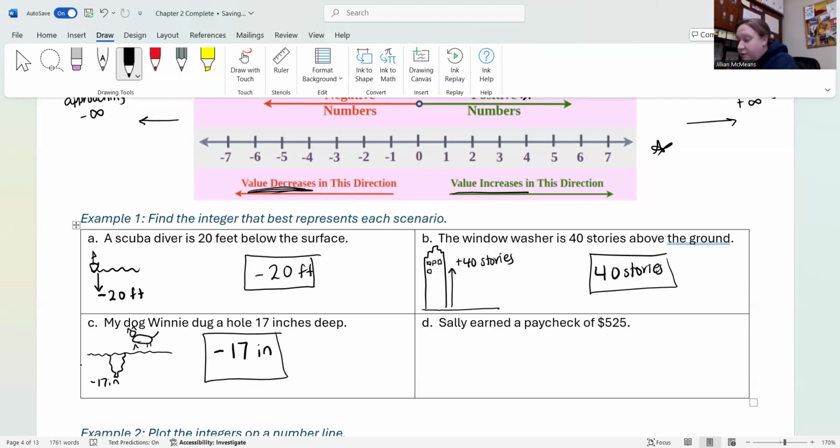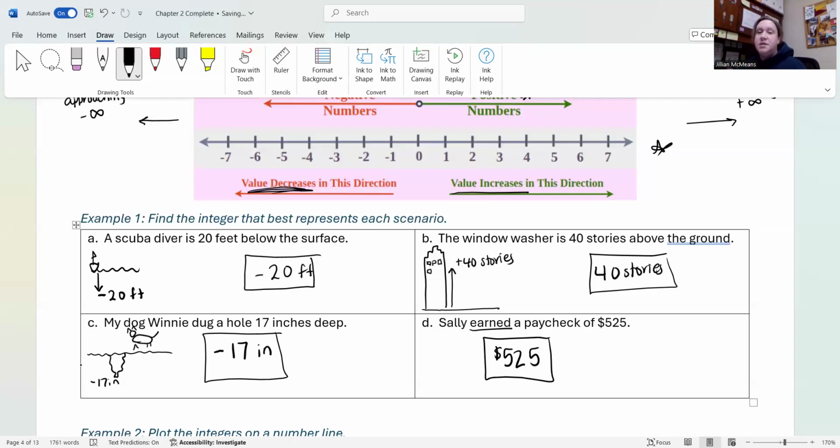Okay. Now, finally, for part D, Sally earned a paycheck of $525. If Sally earned a paycheck, that means she's adding money to her bank account. So if she had nothing in her bank account, that would be zero. Anytime she adds money to it, we would think of that as a positive integer. So again, you don't have to put the positive in front of the 525. The positive is assumed, but you do want to make sure you use a dollar sign. So pretty straightforward.